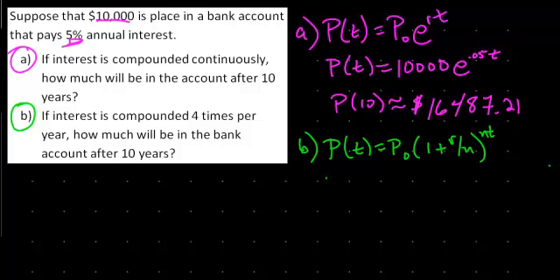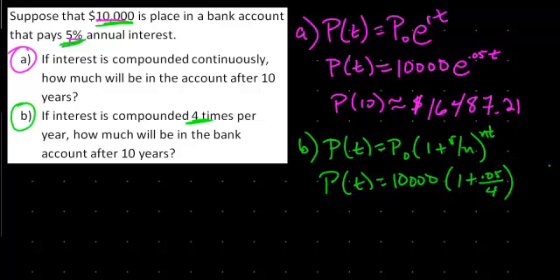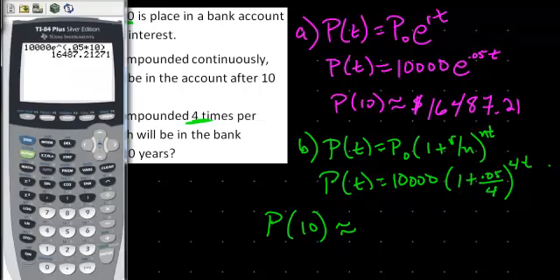Okay? And for us, 10,000 is my P naught, times 1 plus r, 5%, 0.05 over n. n is going to be the number of compounding periods per year. So that's going to be 4, raised to the 4t. So we're going to get that P of 10 is going to be about equal to, and let's get the calculator and plug it in.